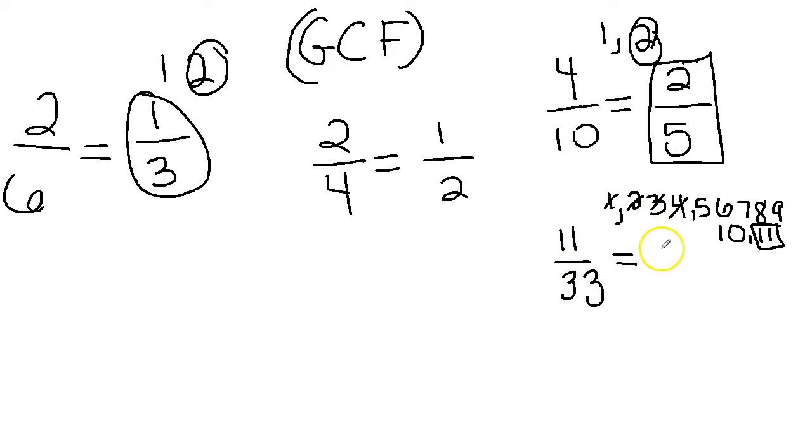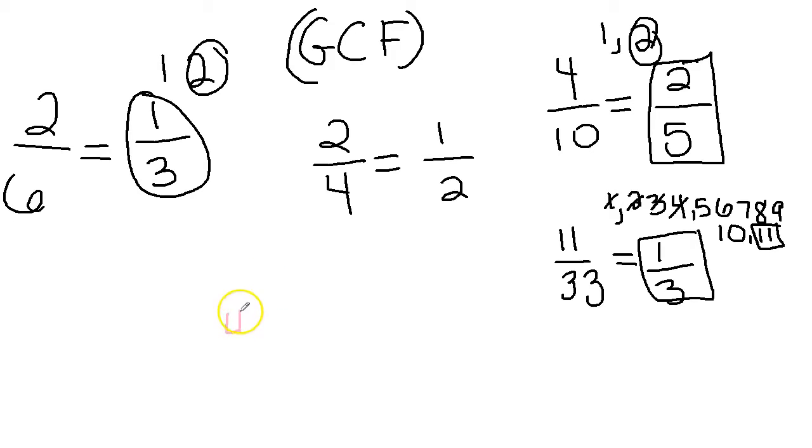But 11 goes into 11 one time. And 11 goes into 33 3 times. So we've just reduced 11 over 33 to 1 over 3. And that's the answer there. Okay, I hope you're getting this. It's pretty simple once you get the hang of it and you do multiple problems. Okay, let's try another one. Let's try just one more.